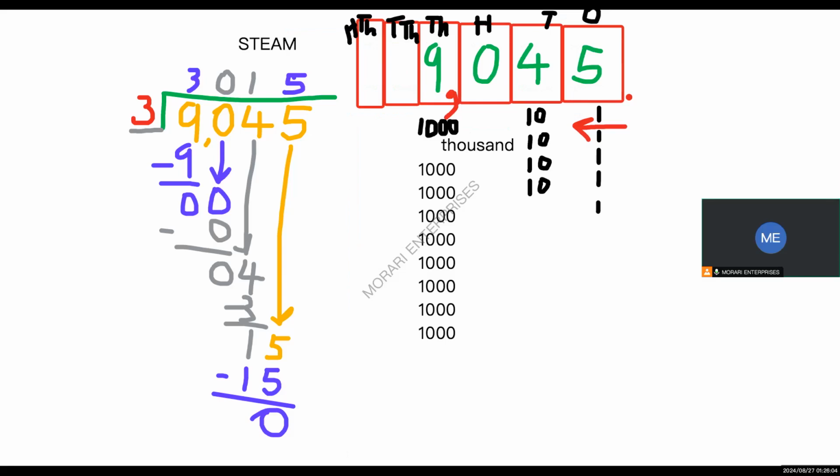In fact, 9 does not exist, 4 does not exist, 5 does not exist. What exists are just ones, tens, 100. Yeah, it says no 100. Don't give that boy 100. Don't give him 100. And then we have 9 thousands. So these are what exists: the ones, the tens, the hundreds, the thousands, and so forth.